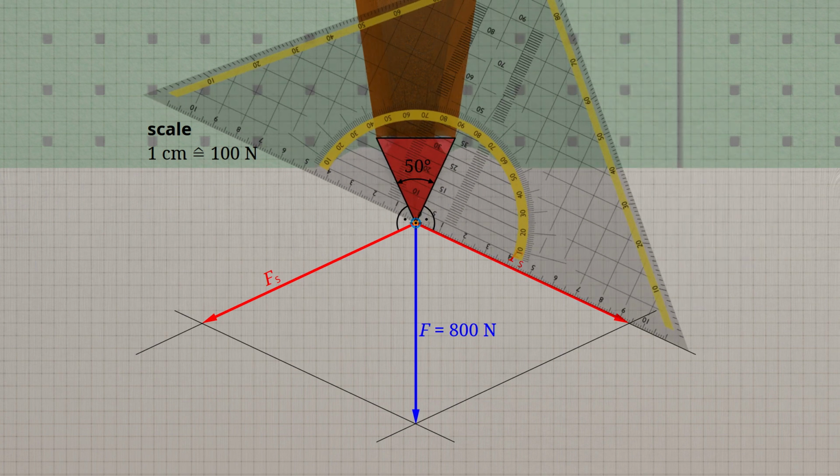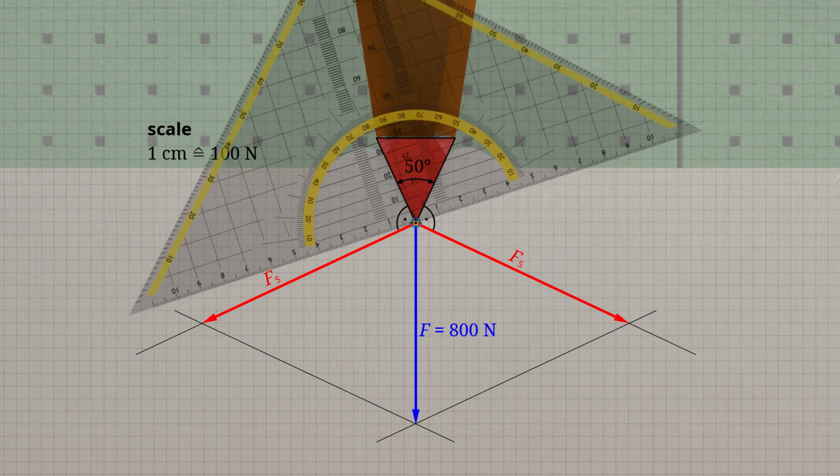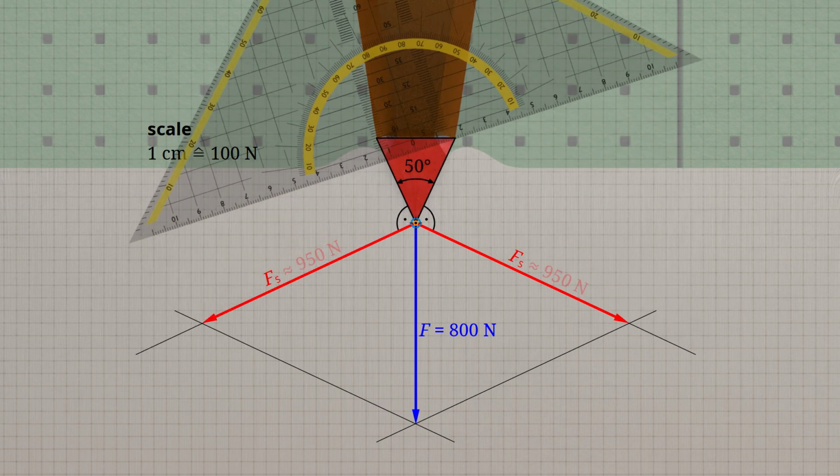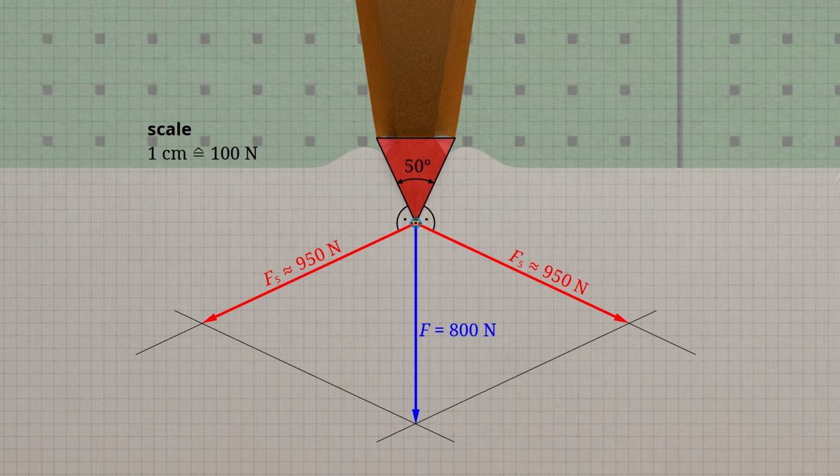With an arrow length of approximately 9.5 centimeters, this gives a separation force of around 950 newtons on each side of the wedge. This graphical approach clearly shows how an applied force generates separation forces along the wedge surfaces. The original applied force can now be removed from the diagram as it is represented by the resulting separation forces.